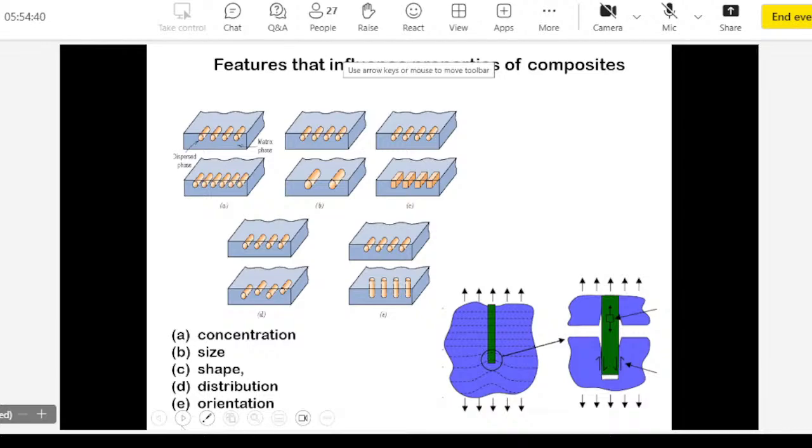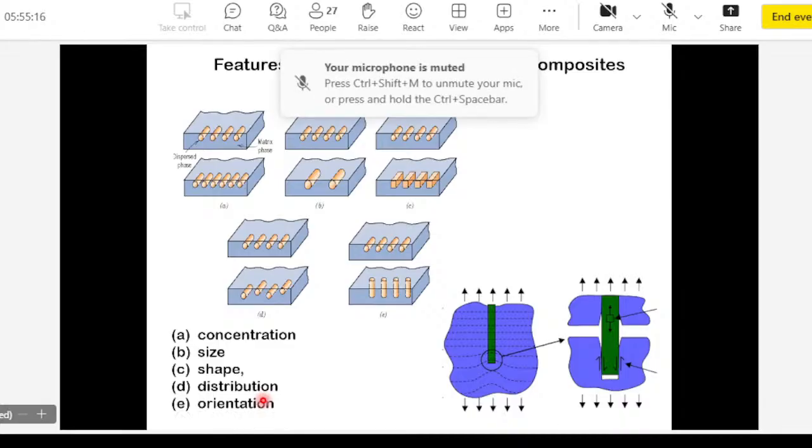But wood is a natural composite. We are mainly concerned here with synthetic composites or man-made composites. So what are the important factors when you design a polymer composite? These are the key parameters: the concentration or volume fraction of the fibers. Size: what is the diameter or size of the particles or fibers? Shape: are you going to have regular shapes or random shapes? How are the fibers distributed in the system? And finally, the orientation of the fibers.